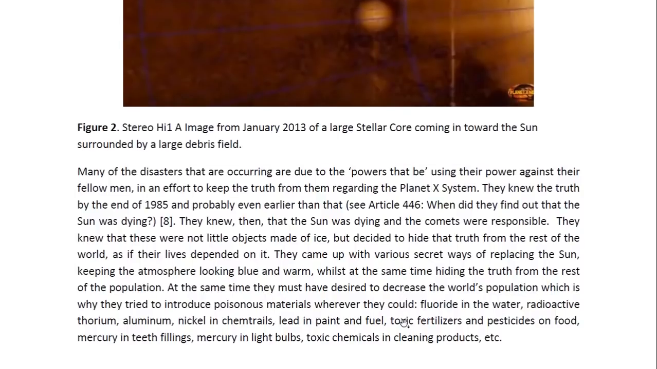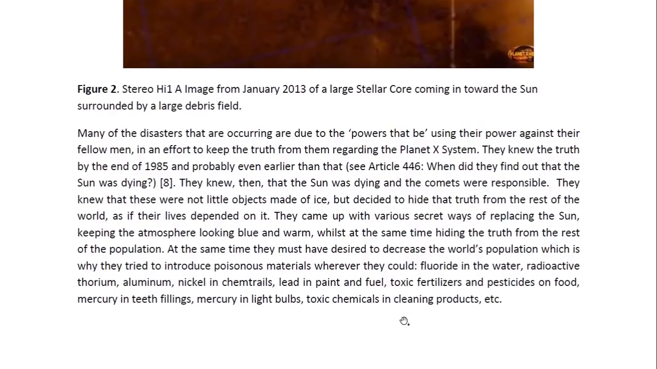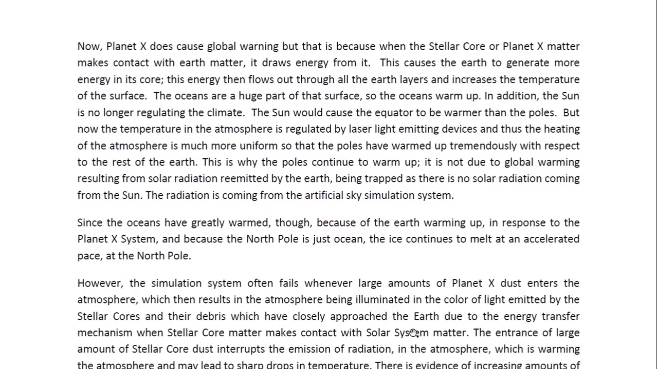They came up with various secret ways of replacing the sun, keeping the atmosphere looking blue and warm, whilst at the same time hiding the truth from the rest of the population. At the same time, they must have desired to decrease the world's population, which is why they tried to introduce poisonous materials wherever they could. Fluoride in the water, radioactive thorium, aluminum, nickel in chemtrails, lead in paint and fuel, toxic fertilizers, and pesticides on food. Mercury in tooth fillings, mercury in light bulbs, toxic chemicals in cleaning products, etc.